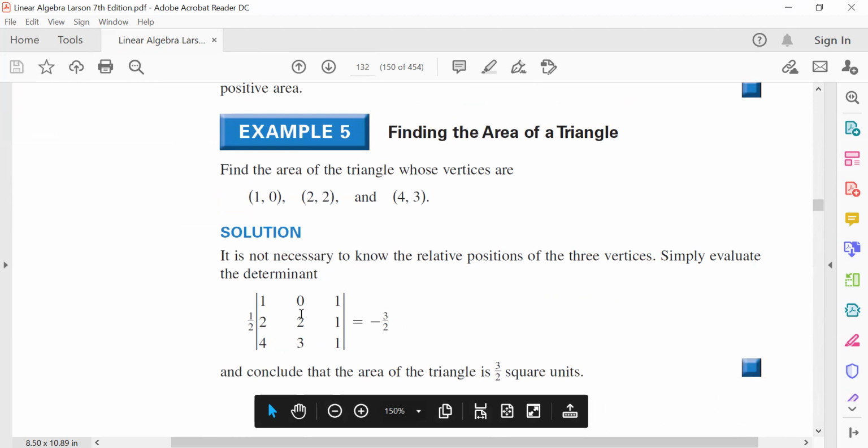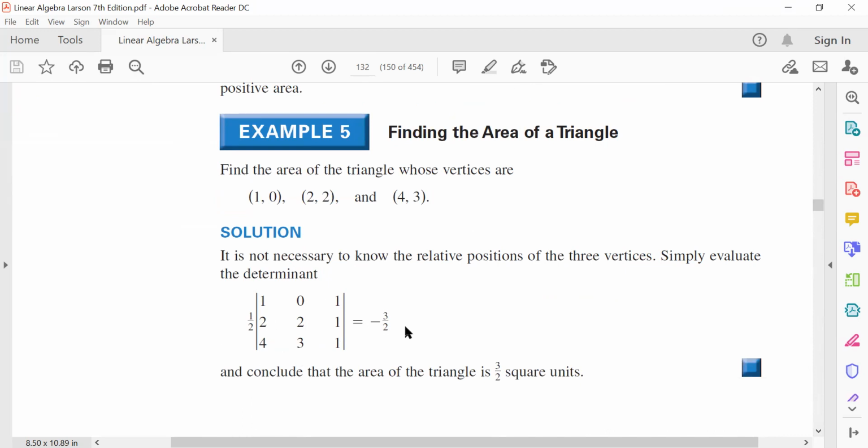Then 1/2 times that. I'm sorry, it's -3. 1/2 of that gives me -3/2. But again, it's an area, so we just say 3/2.